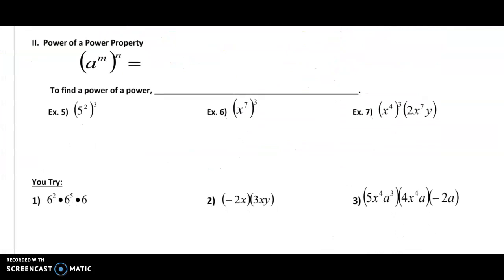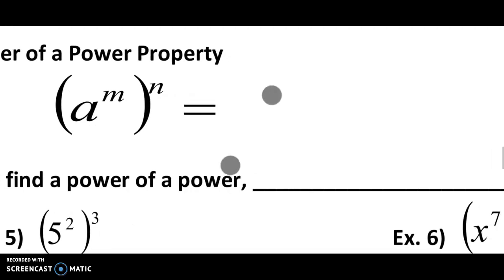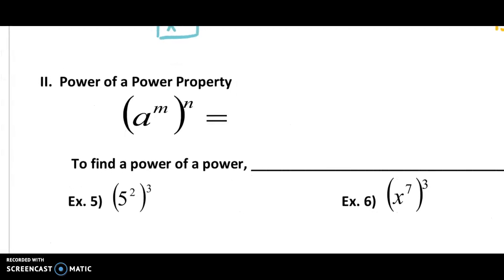Okay? Second one, it is a power of a power property. So this is where I am taking a power, a to the m, and I am raising it to another power. So it's an exponent to another exponent. Okay, so here what I'm going to do, so let's highlight some things, right? We have a power of a power property. I have a power being raised to a second power. This is where I would actually multiply the exponents.